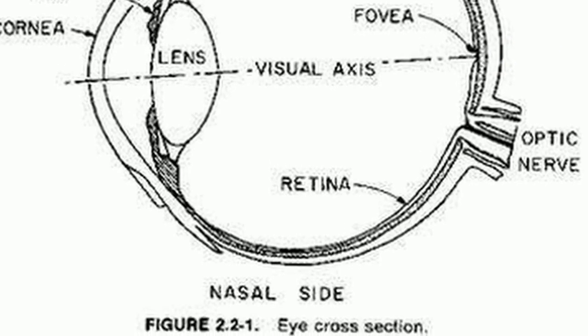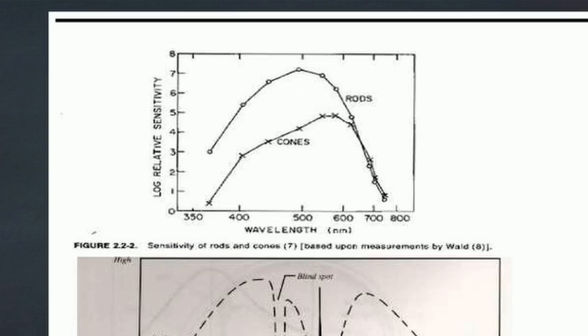Longer, slender rods process scotopic, low-light vision. Shorter, thicker cones handle photopic vision. This graph maps their log relative sensitivity. The distinct upper curve belongs to the rods, demonstrating that they operate with a vastly higher sensitivity to light than the cones plotted on the lower curve.